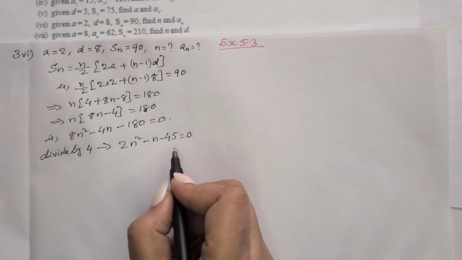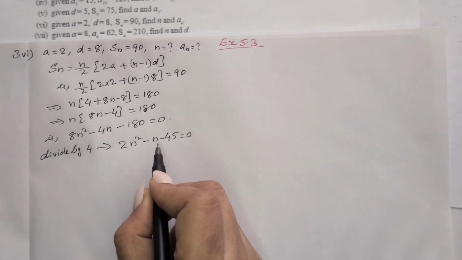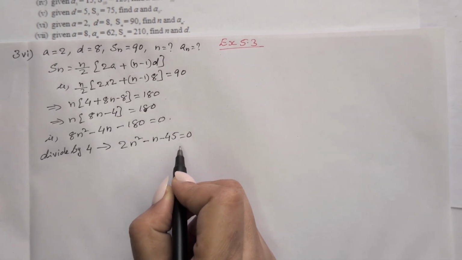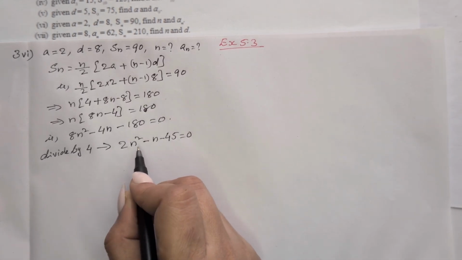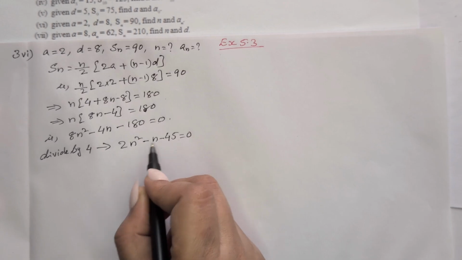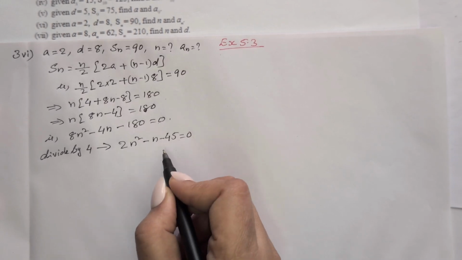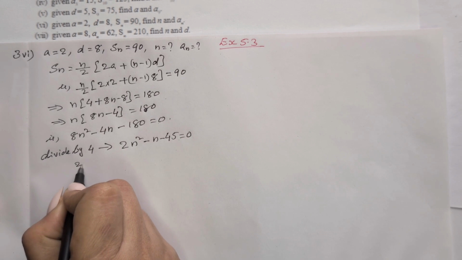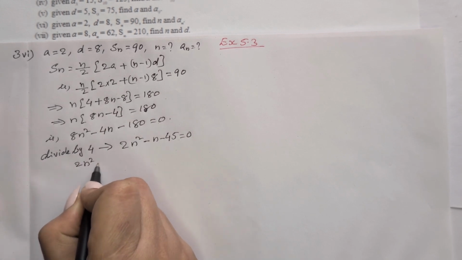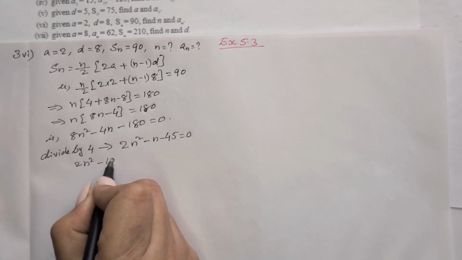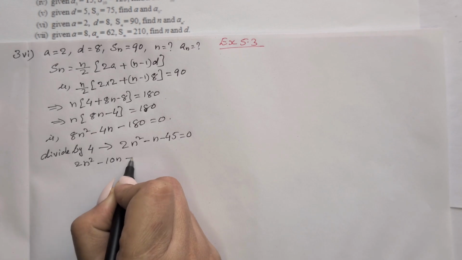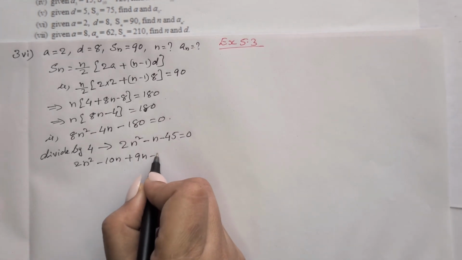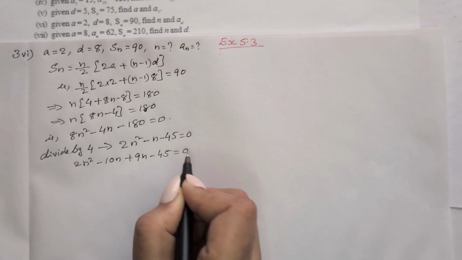Same as before, first we have to split the middle term. We have to find two numbers such that the sum is minus 1 and the product is minus 90. So we know that minus 10 and 9 will come. So we can rewrite that as 2n square minus 10n plus 9n, then minus 45 is equal to 0.